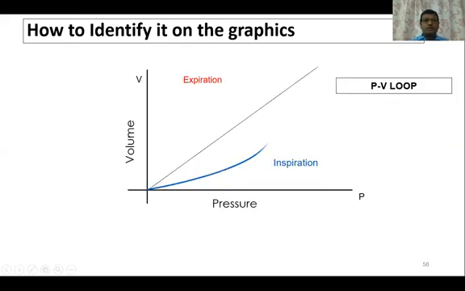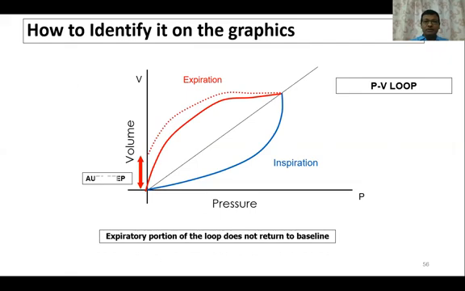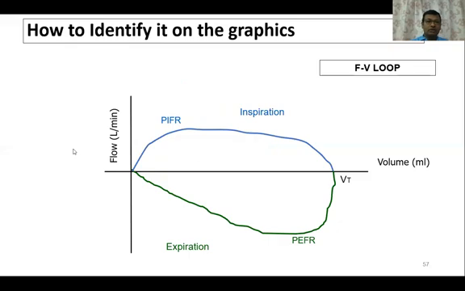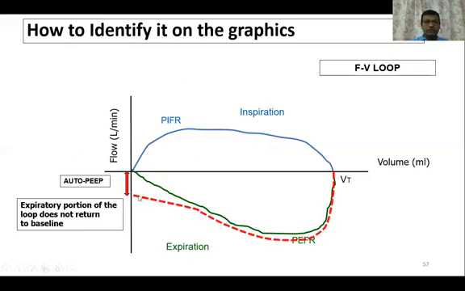Now this is a PV loop, a normal PV loop. How is auto PEEP going to appear in a PV loop? During expiration, the expiratory portion of the loop is not going to return to the baseline. So this is the auto PEEP and you can measure it as well. Similarly, in a flow volume loop, the expiratory portion is not going to return to the baseline, and this is auto PEEP, which you can measure here.